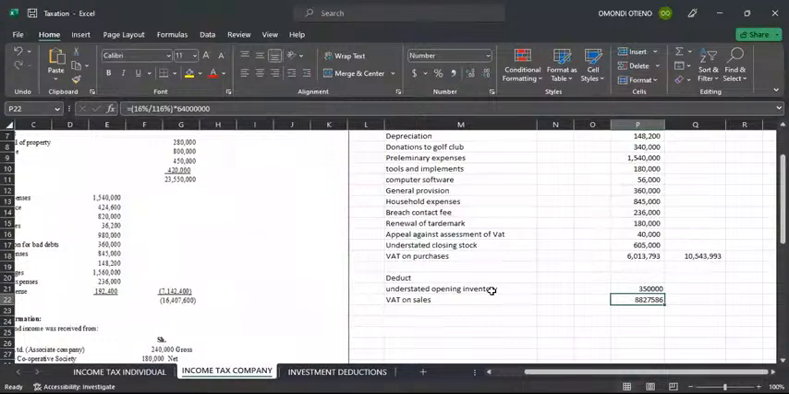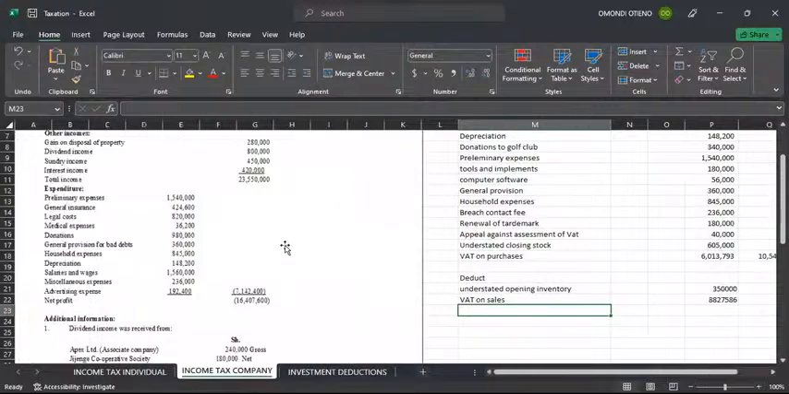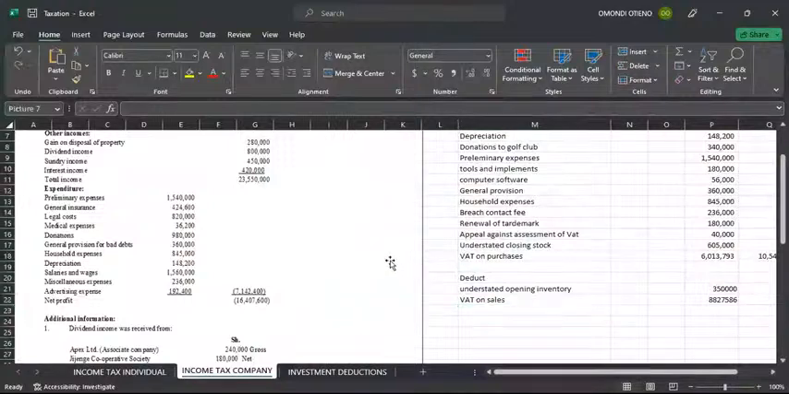Is that clear to everyone? By how much? What percent were we told VAT is? What is the rate of VAT? 16%, so that is the answer. 16% is the rate which we are applying there.